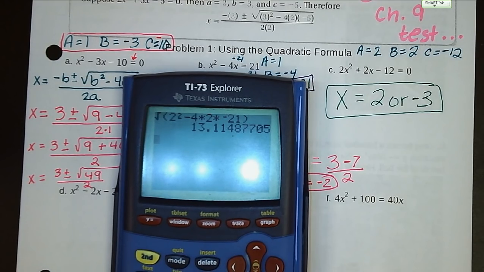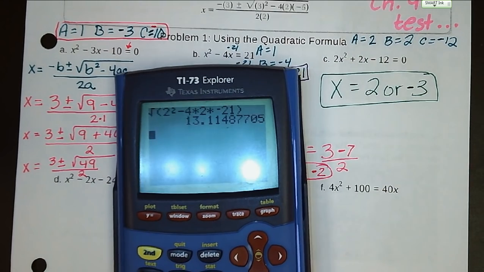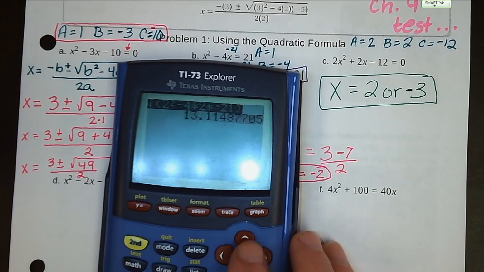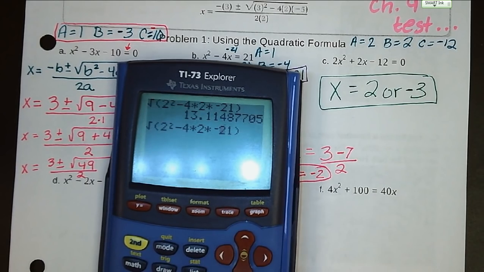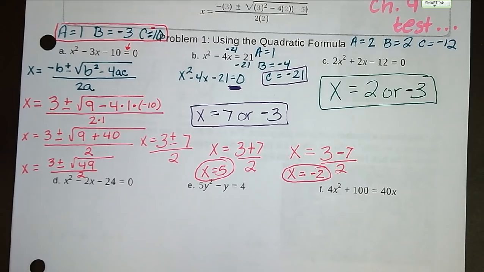Wait. B squared, 2 squared, minus 4 times A times C. Oh, C was 12 on this one. Had the last one in my head. There you go, 10, plus or minus 10. So we can shortcut some of our work there. But we do really want you to be starting off by writing everything in the quadratic formula already so that you can make sure you're putting things in the correct order.